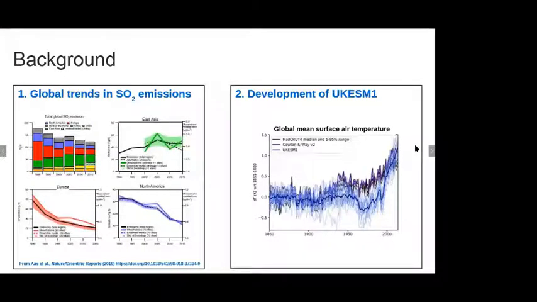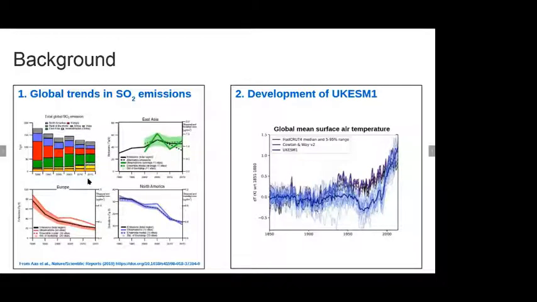Okay, so there's a couple of reasons why we're interested in evaluating SO2 and SO4 in UKESM1. Firstly, SO2 has been decreasing globally since about the 1980s, and you can see the global trend in the decrease in SO2 emissions in this bar chart in the left-hand plot here, which goes from 1990 to 2015. However, that decrease is not uniform across all regions.